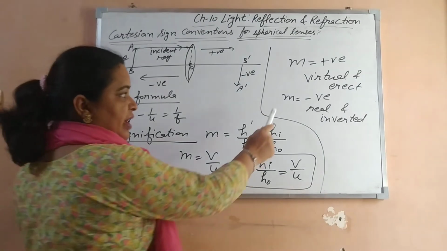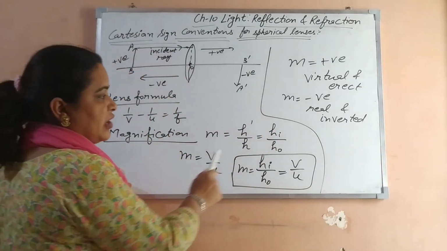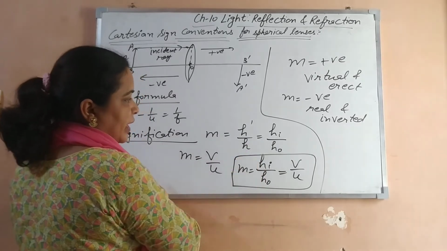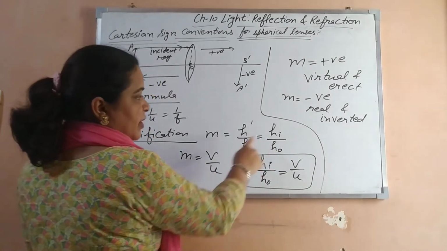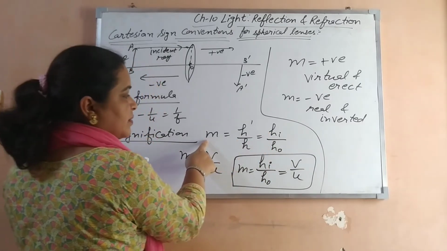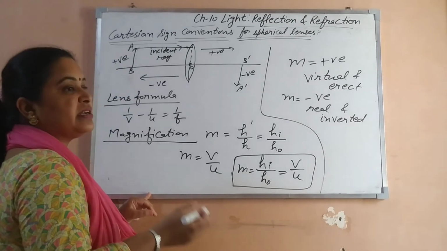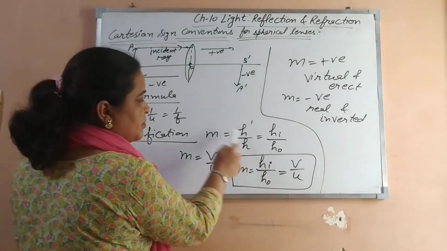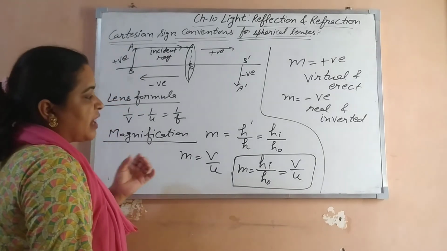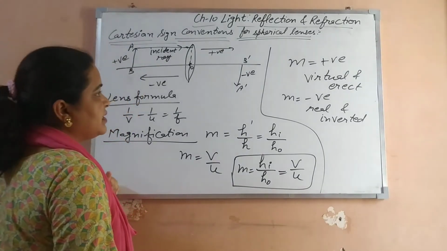And moreover, if the M value is greater than 1, the image is enlarged. If the magnification value M is less than 1, you can know from this relation that the image is diminished, because this quantity Hi upon Ho becomes less than 1. So the height of the image becomes less than the height of the object, which means it is a diminished image. Similarly, if it is equal to 1, the height of the image becomes the height of the object, so a same size image is there. So a convex lens forms a real, inverted and same size image.